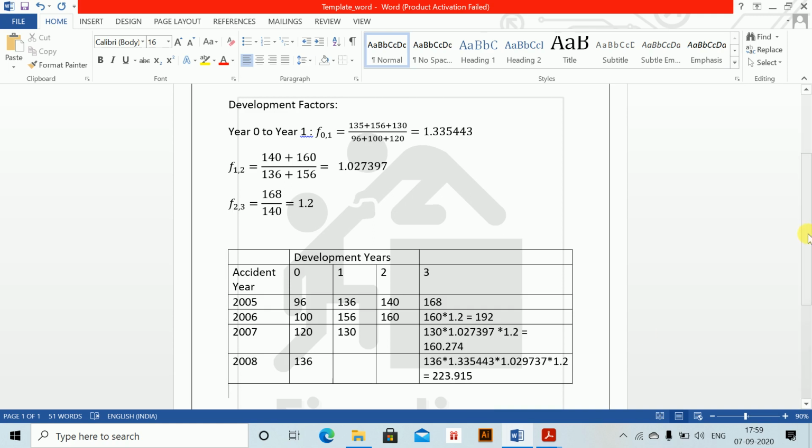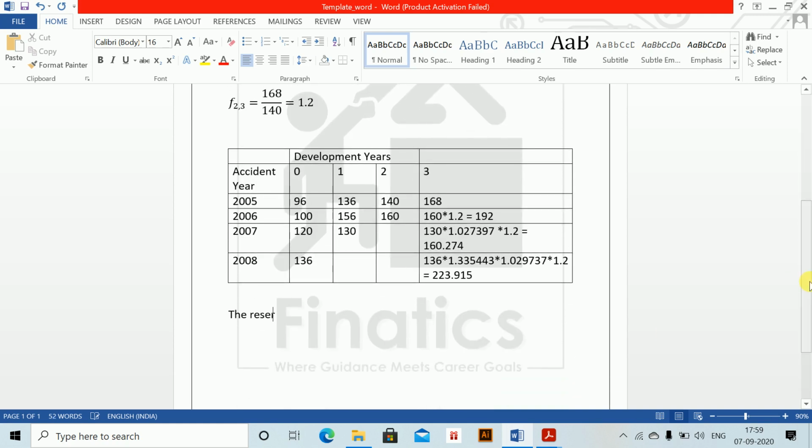Therefore, the final thing is we need to have the reserve. The reserve is 192 minus 160, plus 160.274 minus 130, plus 223.915 minus 136. So this is equal to 150.189. So this is my reserve for the basic chain ladder method.